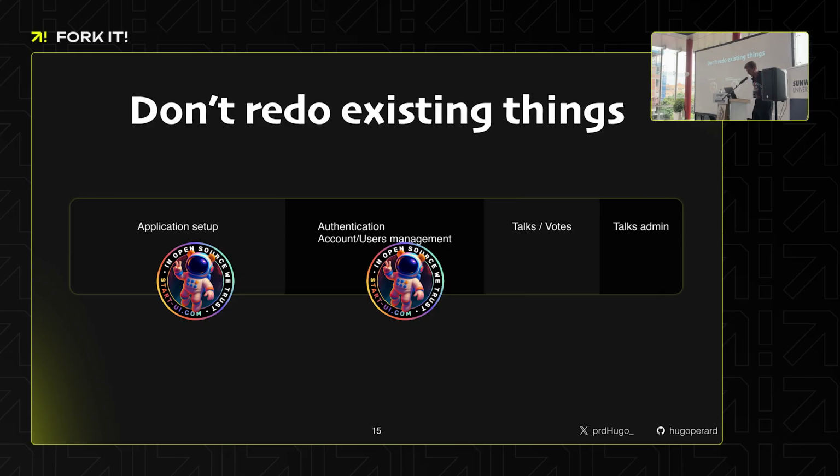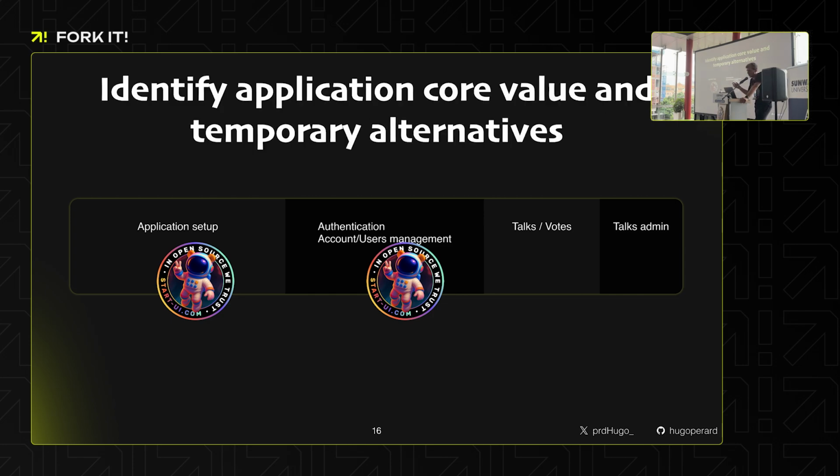So we have our solutions to save more than half of our development using Start UI. Now we will have to identify our application core value and try to find temporary alternatives to save more time. First, for the talks and vote parts, that's the main feature of our application. So we will do it, but we will try to think as an MVP, so the minimum viable product.